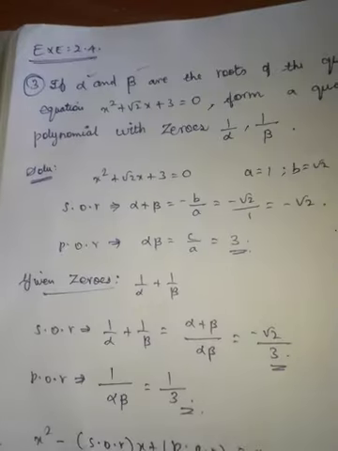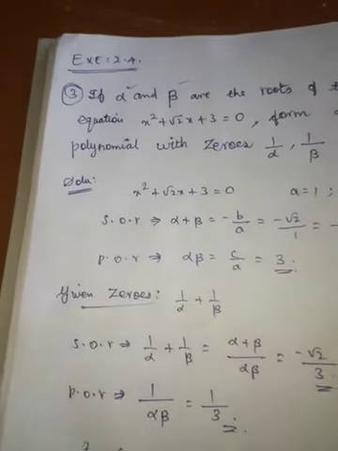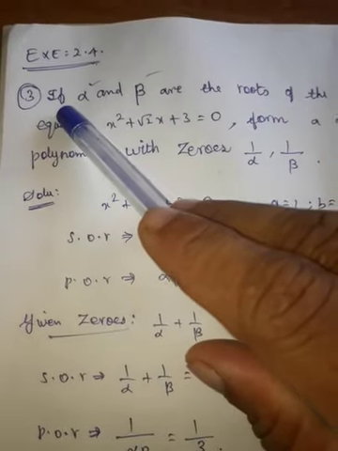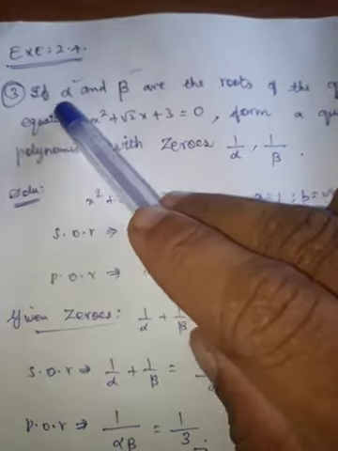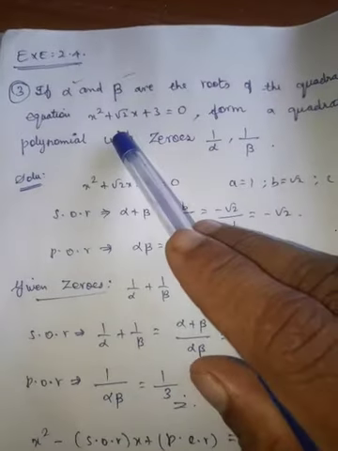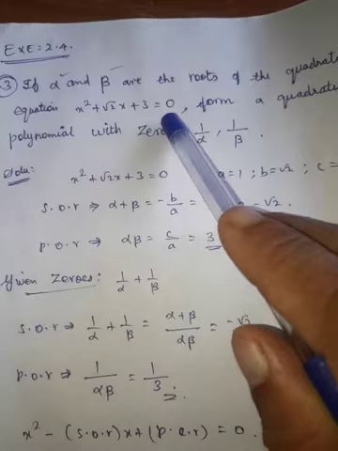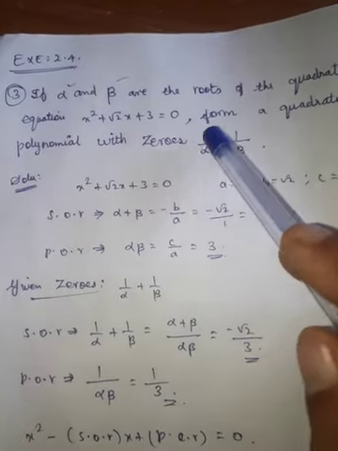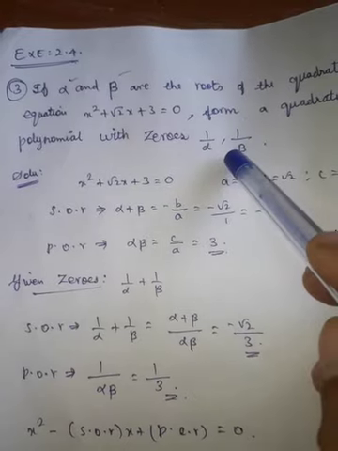Good morning, students. Today we are going to learn about the third sum in the third chapter. Exercise 2.4, third sum: if alpha and beta are the roots of the quadratic equation x square plus root 2x plus 3 equal to 0, form a quadratic polynomial with zeros 1 by alpha, 1 by beta.